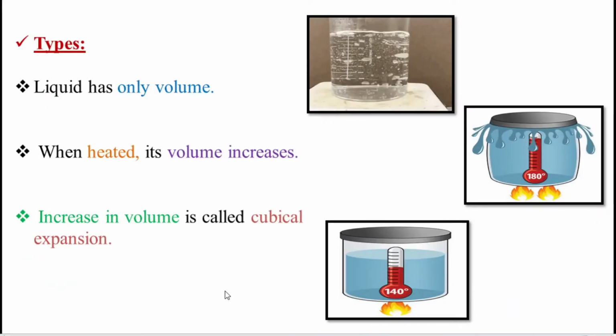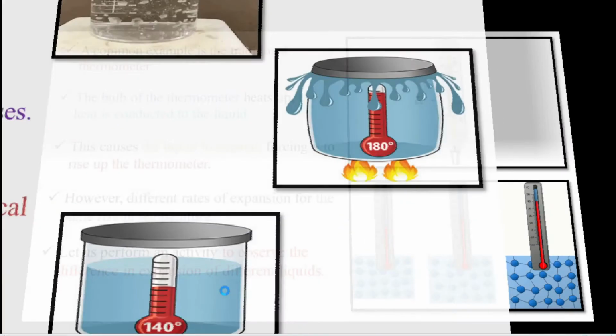So next we should know the types. Already we know that liquid has only volume, because it takes the shape of the container. So when we heated the water, the volume of the water increased. When the volume increases, that is cubical expansion. There are different types of expansion. In liquids, the volume increases, and when the volume increases, it is said to be cubical expansion. So students, keep it in your mind, increase in volume is called cubical expansion.